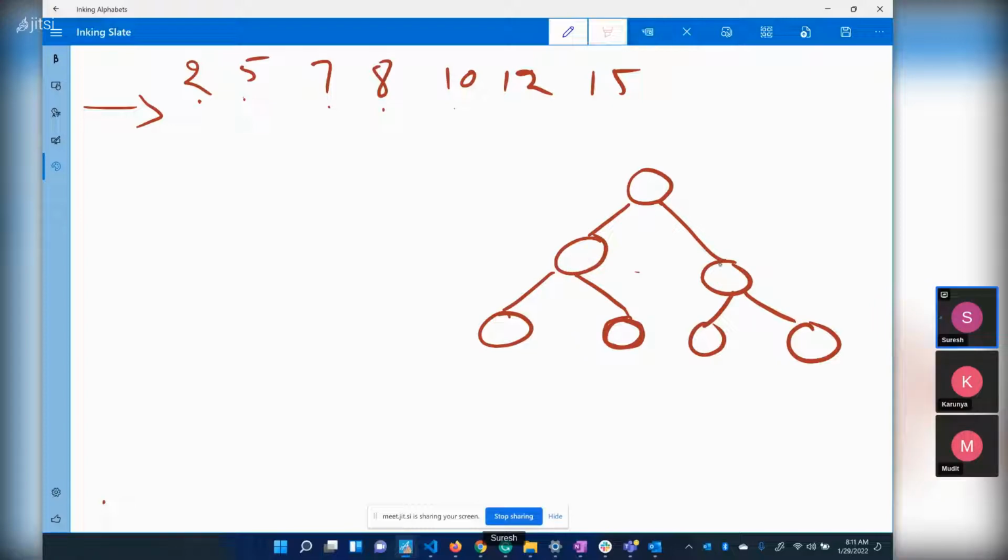Okay, let's go with it. I'm going to put 15 there. Now, what do you want to put on left or right? 12 on the left. Yes, and 10 on the right, which is also good.